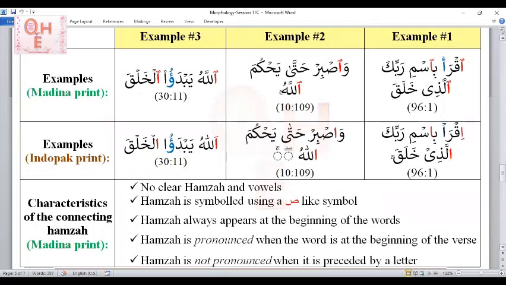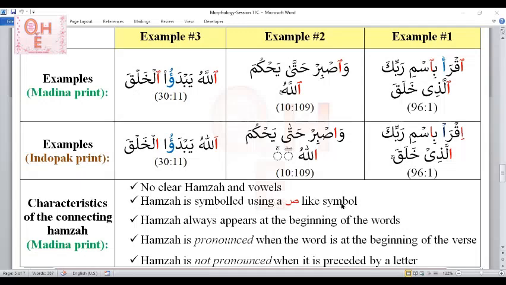Let's go over the Medina print again. I have Medina print in the first row, Indo-Pak print in the second row, and then the characteristics of the Medina print for the connecting Hamza. Let me go over the characteristics simultaneously with the print. All the red characters in this chart are the connecting Hamza. What do we see? We see no clear Hamza and no vowels. In the Medina print, these red ones show no Hamza and no vowel.